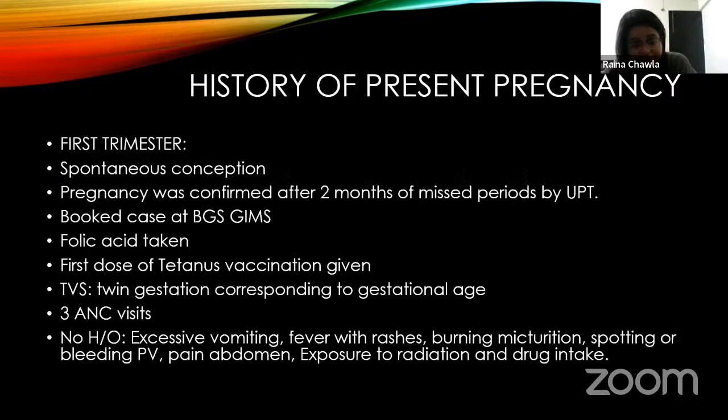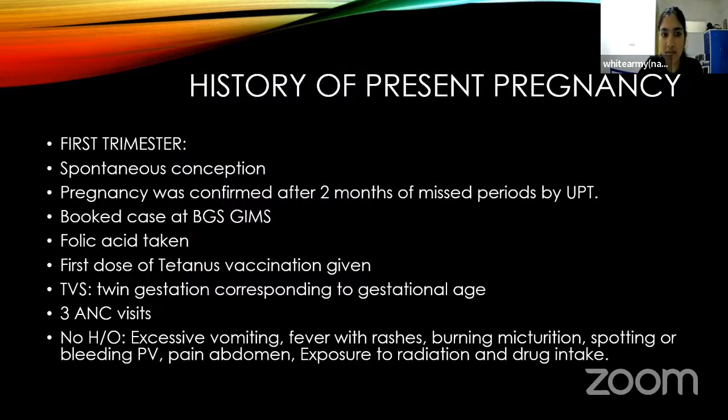Okay, first trimester history. This is a case of spontaneous conception. Pregnancy was confirmed after 2 months of missed periods by a urine pregnancy test. She is a booked case at BGSGIMS. Folic acid tablets are taken. Her first dose of tetanus vaccine was given. Transvaginal scan was performed, and a twin gestation corresponding to the gestational age was confirmed.